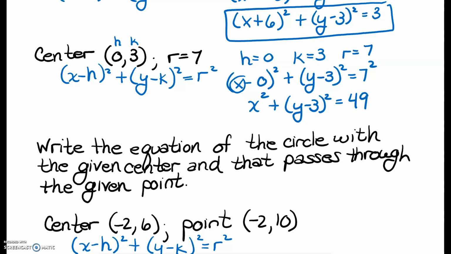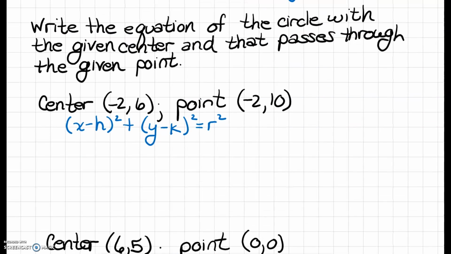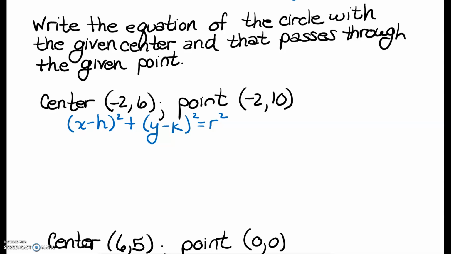The next set of problems is to write the equation of a circle with a given center that passes through the given point. They give us our h and k values, and they give us the point because they haven't given us the radius. We're going to use the center and the point to calculate the radius. Before I get started, I'm going to write my h and k values down over here. h is -2, k is 6, and I don't know what r is. I'm just going to leave that blank for right now.